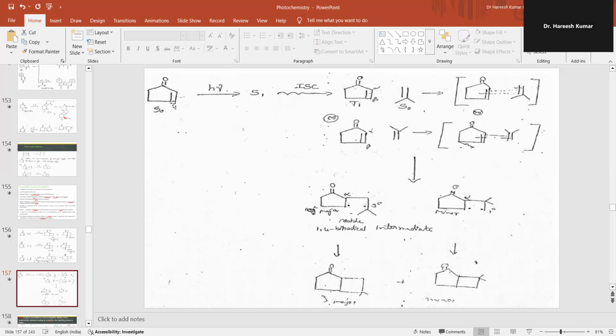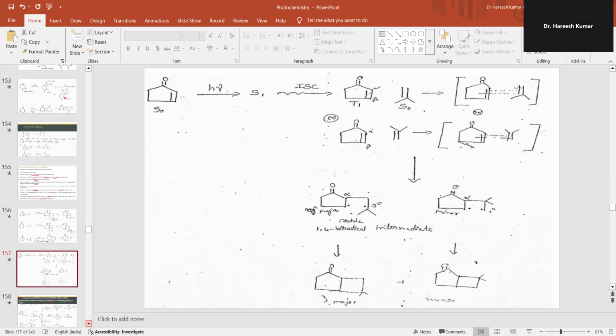Here, cyclopentanone on irradiation will give you a singlet, and this undergoes intersystem crossing, forming a triplet of the alpha beta unsaturated compound, and the ground state of the olefin. So here there will be a bond formation. This is called exciplex formation, charge transfer, and then product formation. Initially there will be a bond formation between this carbon and this carbon, and this carbon and this carbon. So this will give you the minor product, and this will give you the major product.